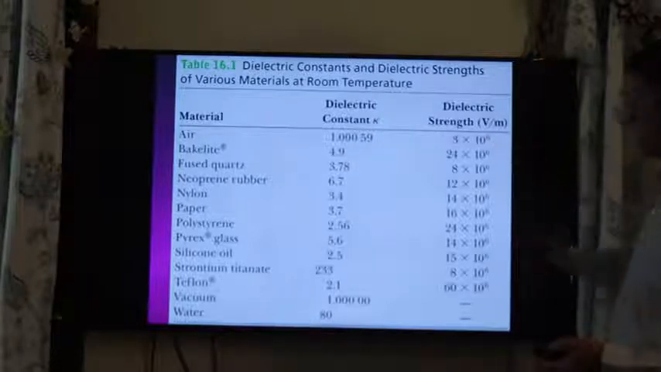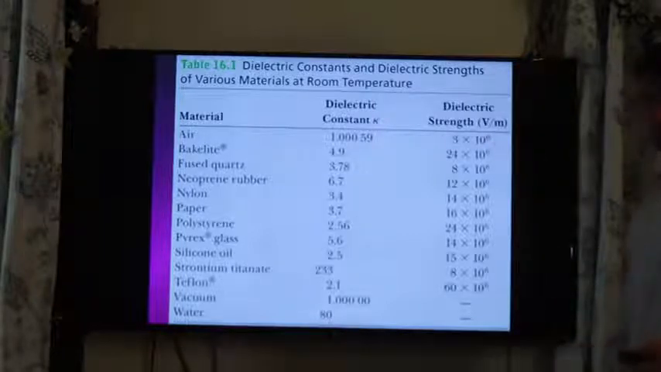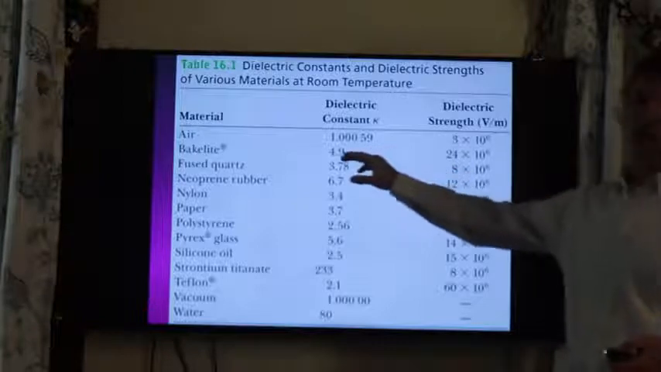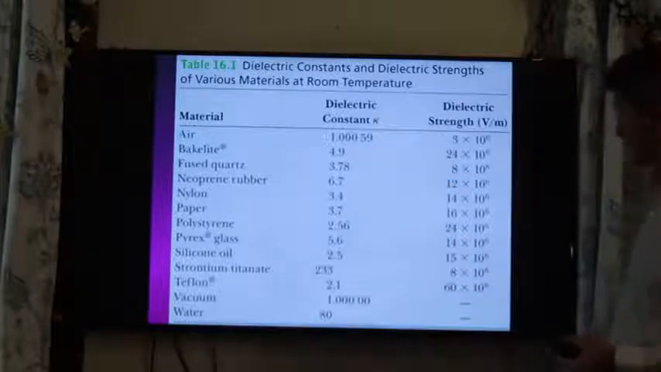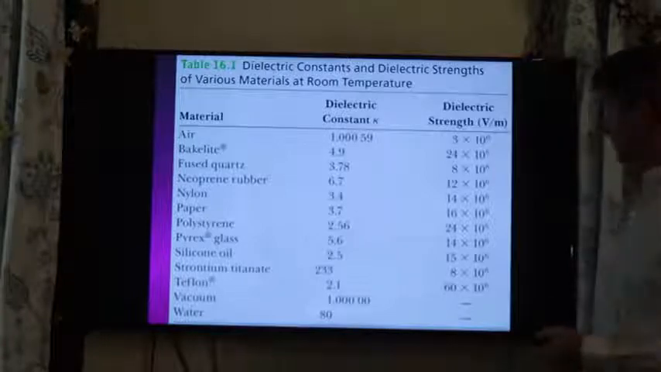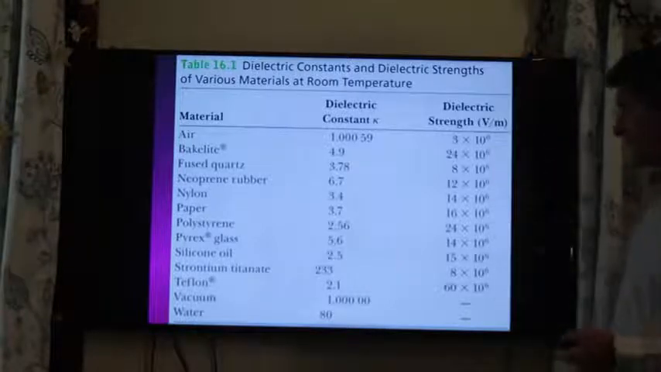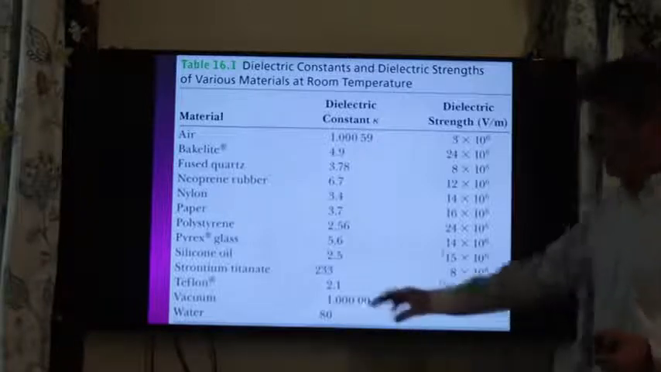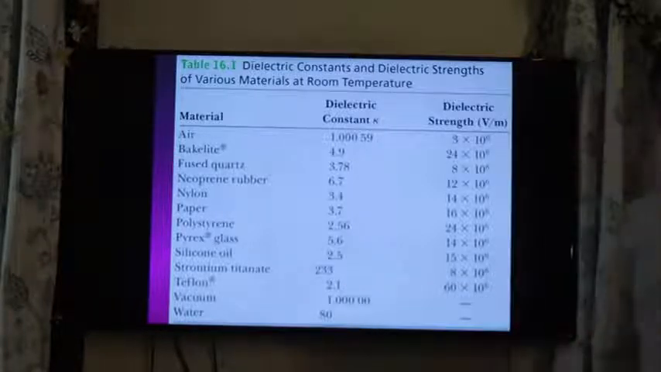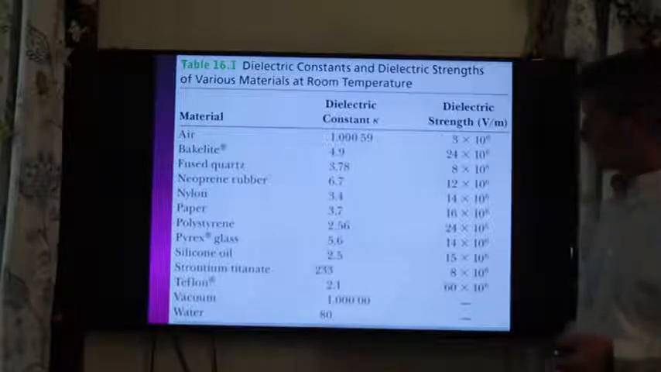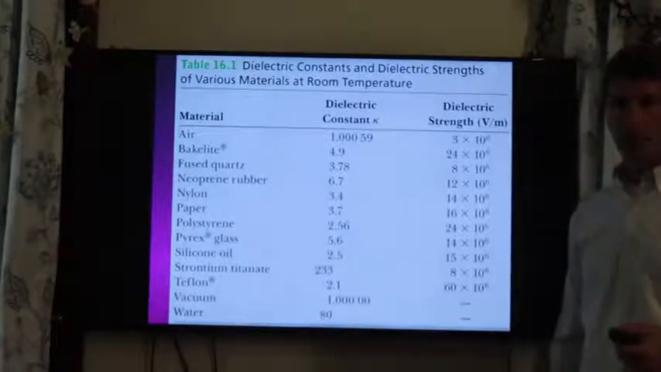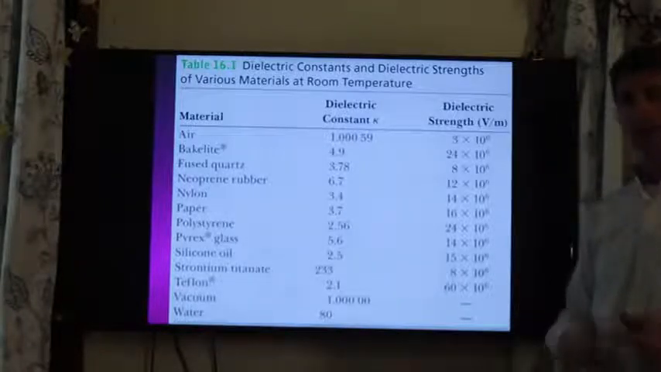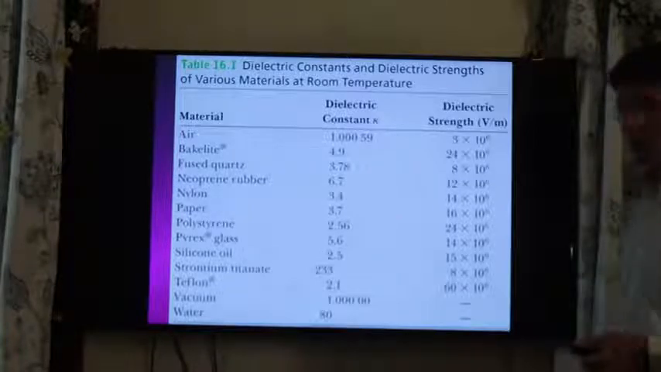Compare that to a material like bakelite. Bakelite, not as high in terms of its dielectric constant, but able to take 3 times the amount of voltage. So again, here's some different materials. Teflon, very high dielectric strength, only 2 for dielectric constant. So that would be good for very thin type capacitors where we want to insulate at very, very small distances.